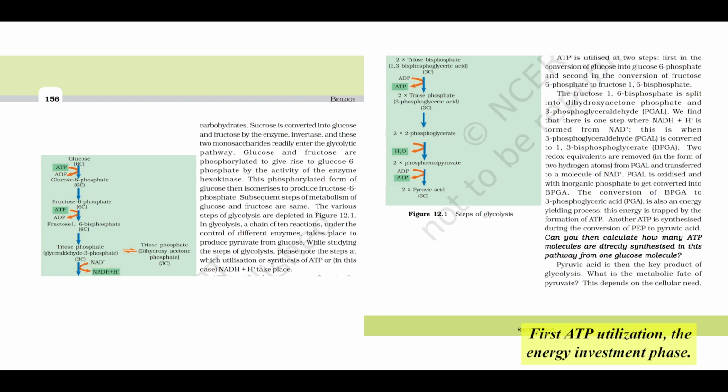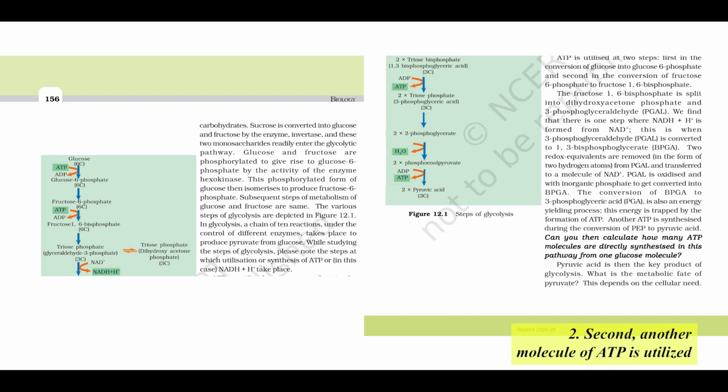First, ATP utilization, the energy investment phase. This initial phase, as you rightly pointed out, actually consumes ATP. Think of it as investing a small amount of capital to get a much larger return later. This energy input primes the glucose molecule, making it unstable and ready for splitting. First, 1 molecule of ATP is used in the very first step, the conversion of glucose into glucose 6-phosphate. This phosphorylation makes glucose more reactive and traps it inside the cell. The enzyme for this is hexokinase.